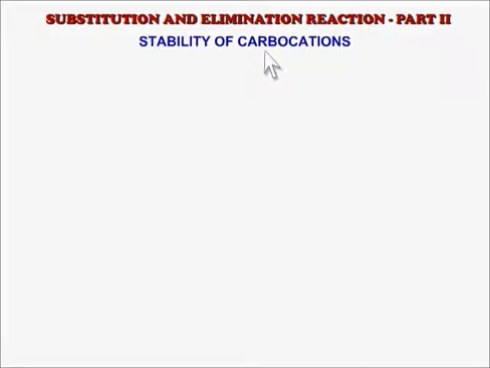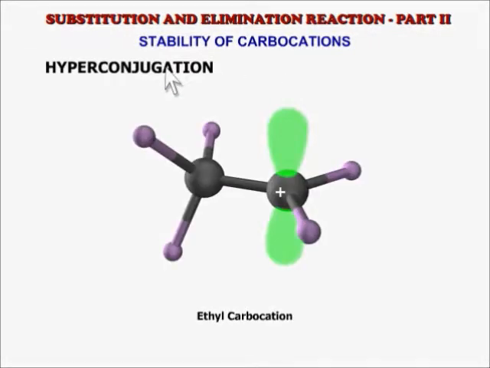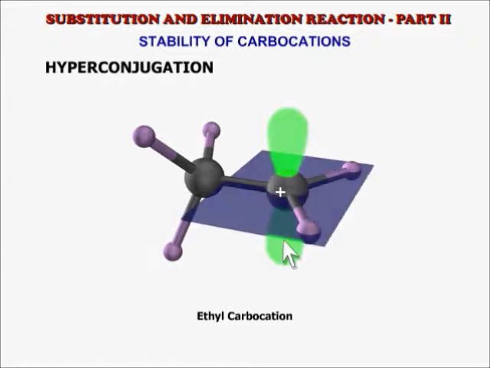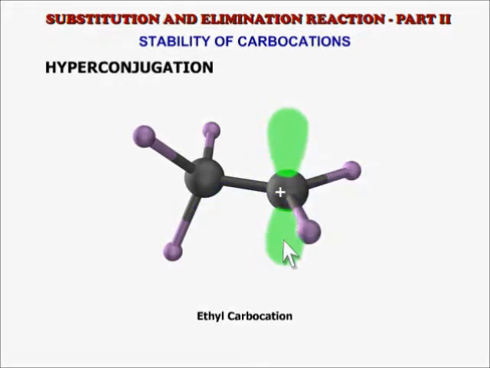Stability of carbocations. Stability of carbocations is an important factor to guide us how substitution and elimination reactions proceed and what will be the product of the reaction. To understand this, we should have a conception of hyperconjugation. A carbocation is sp2 hybridized. That means the carbon atom has an empty p orbital perpendicular to the plane of the carbocation, which is ready to accept electrons from the vicinity.